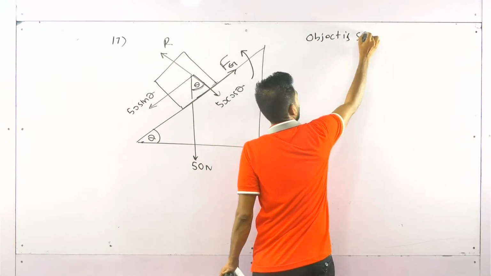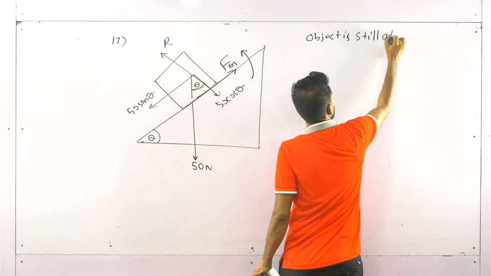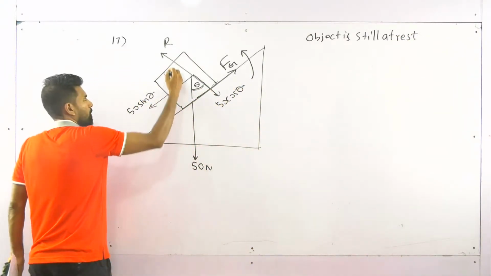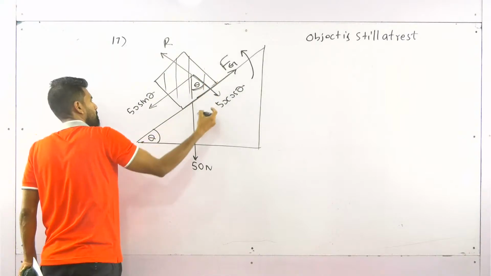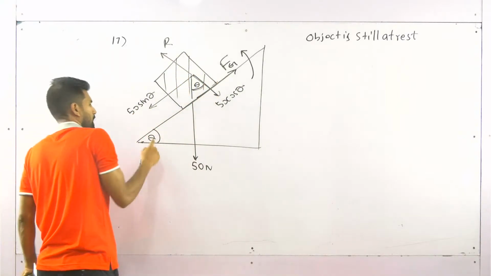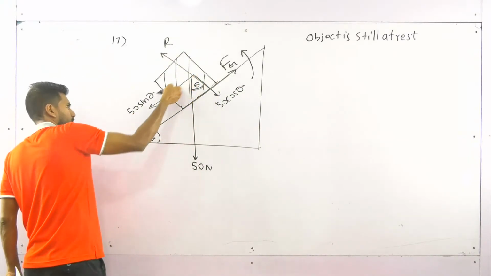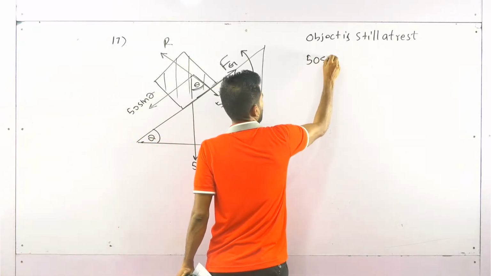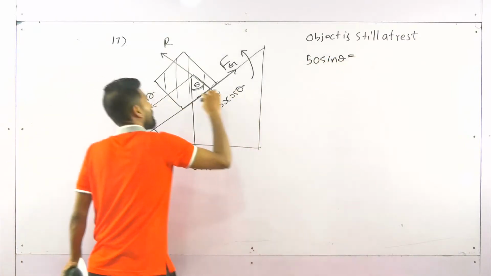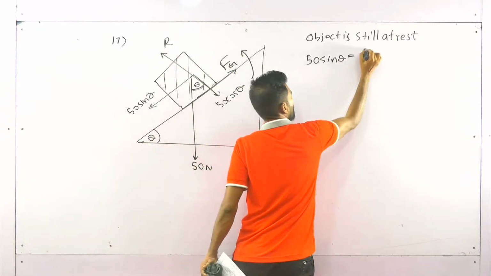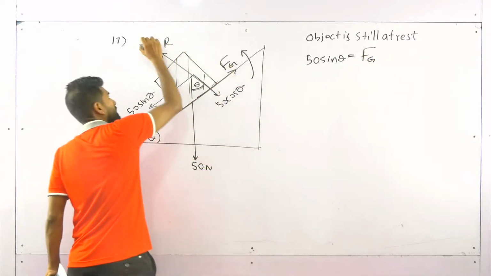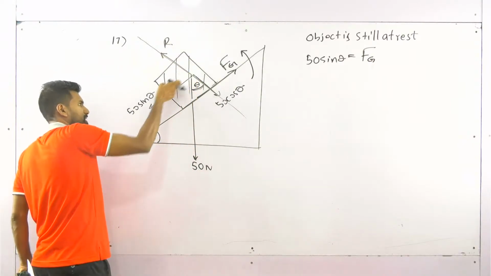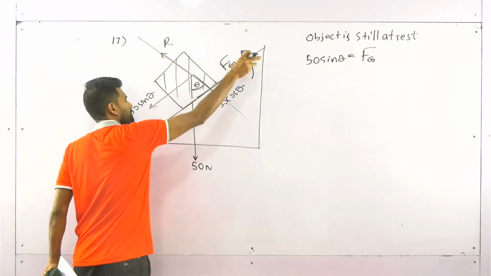The object is still at rest. So 50 sin theta, angle is theta here, is the gravitational component down the plane. 50 sin theta is cancelled by the frictional force upward, Fg. Why? Perpendicular forces can't affect the parallel direction. So if it is at rest, 50 sin theta is cancelled by the upward friction Fg.